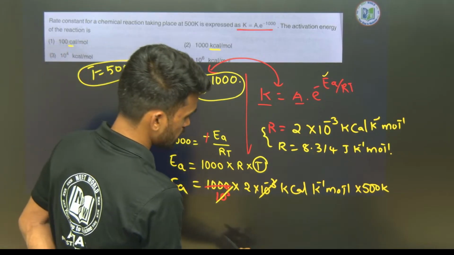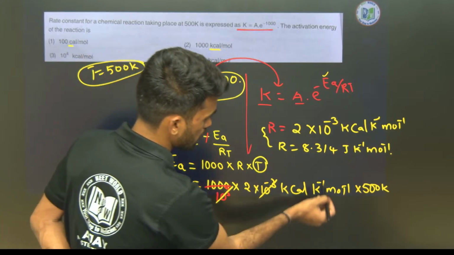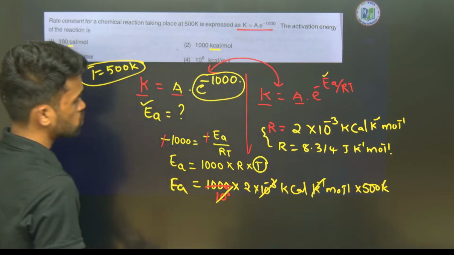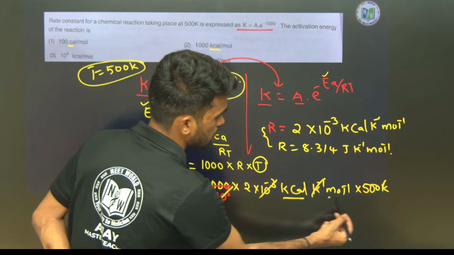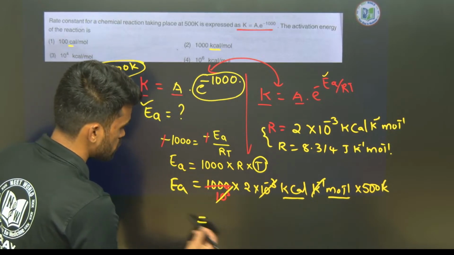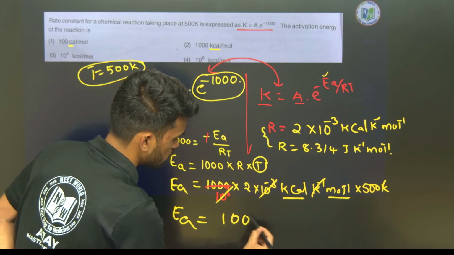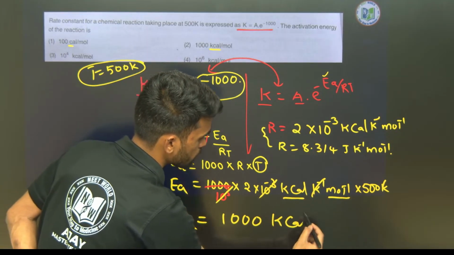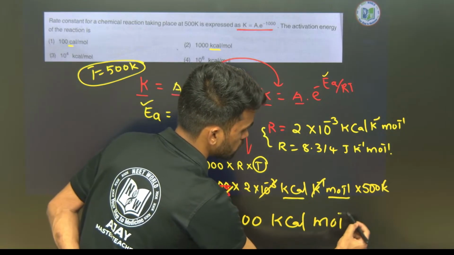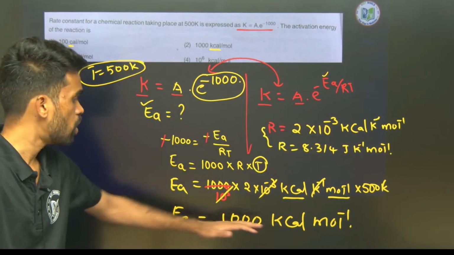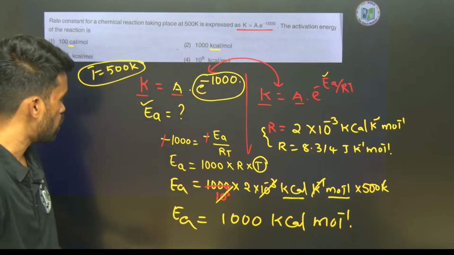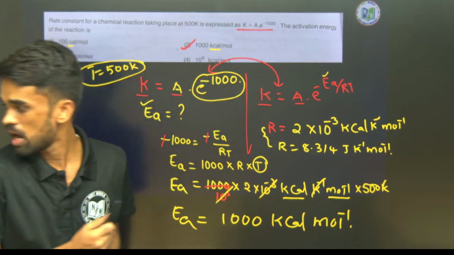Okay. So next, what are the other units? See, here we have Kelvin inverse. Kelvin is also removed, so that we are getting our answer as kilocalorie per mole right now. So how much? EA equals to 2 into 500. So 1000 kilocalorie per mole. Right now this will be our answer. So look at here, option number 2 will be our answer right now.